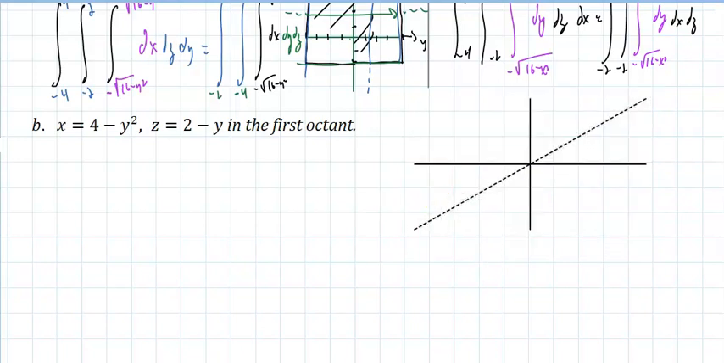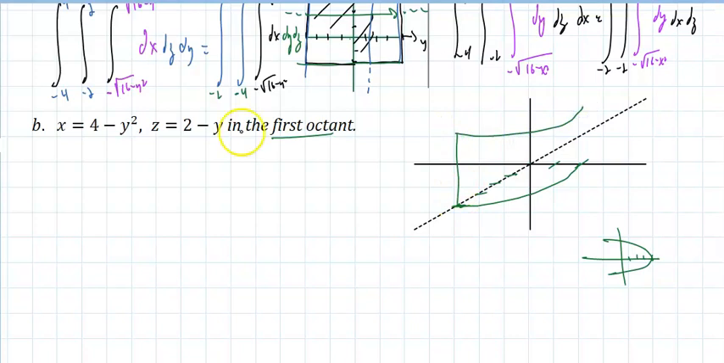So how does this look? This says x equals 4 minus y squared. Okay, it's in the first octant. So 1, 2, 3, 4 minus x squared. Normally, it would look like this in 2 dimensions. So 1, 2. This should run infinitely up, right?